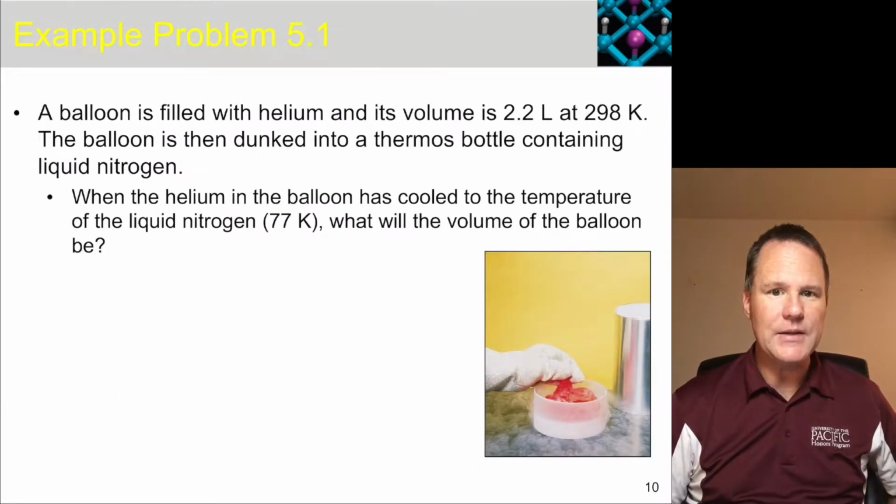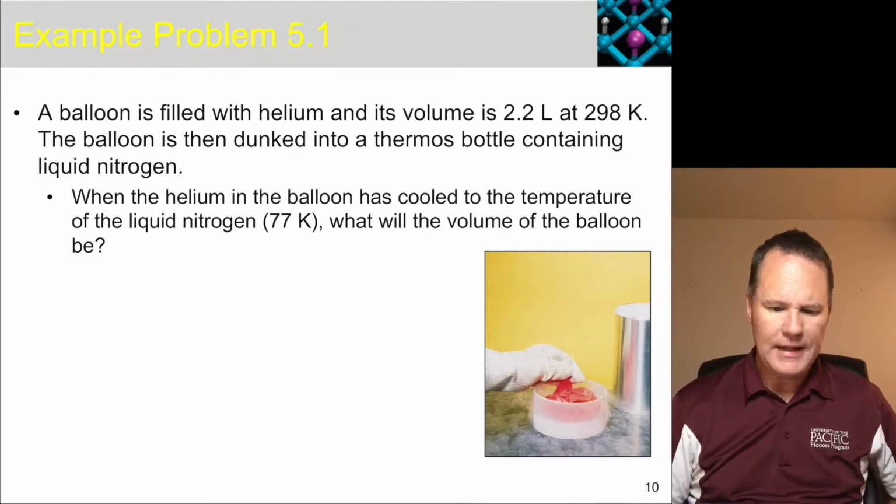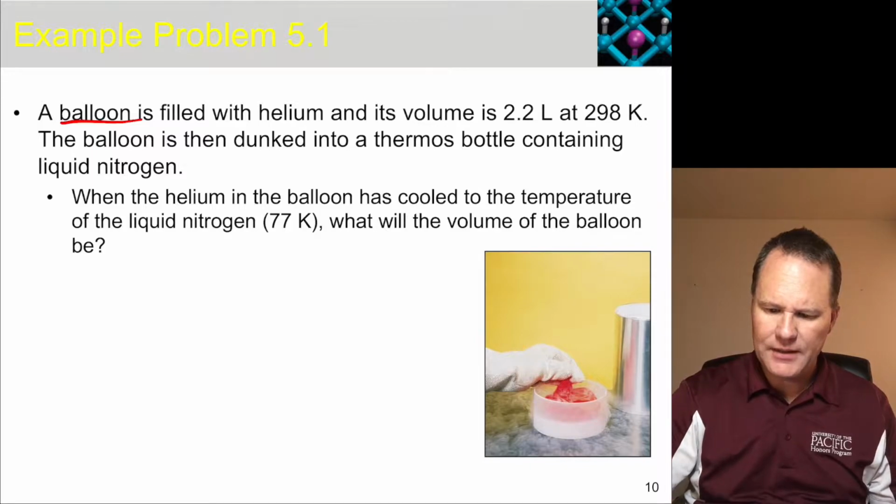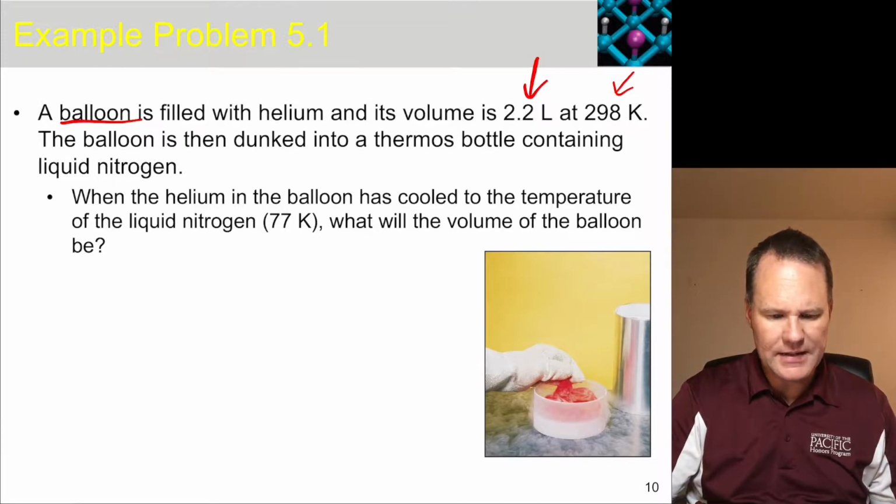And so let's see how we can use this in an actual problem. We have a balloon, and that balloon is filled with helium. The volume is 2.2 liters at 298 kelvins. And so what we do is we put that in liquid nitrogen, and so the temperature of the gas will rapidly decrease.